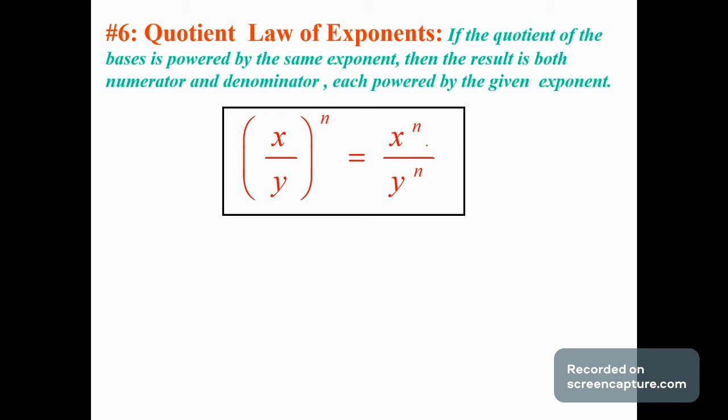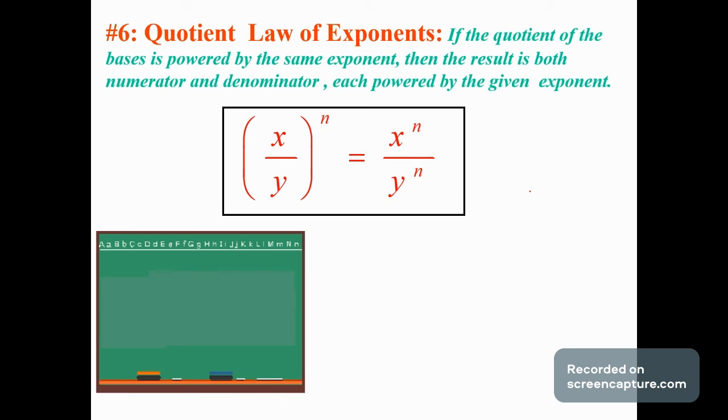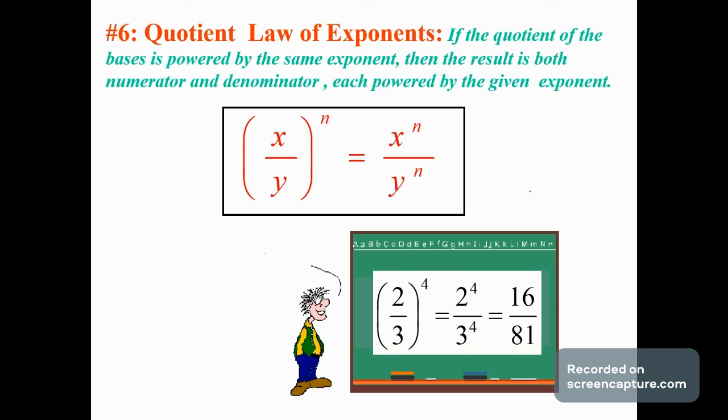You can also have it vice versa. When we have x to the n over y to the n, then it can also be expressed as x over y to the power of n. Don't forget the parentheses. So for example, we have 2 over 3 in parentheses to the power of 4. Then we can have it as 2 to the power of 4 over 3 to the power of 4, which is simply 16 over 81. You can also simplify that one if you want to.